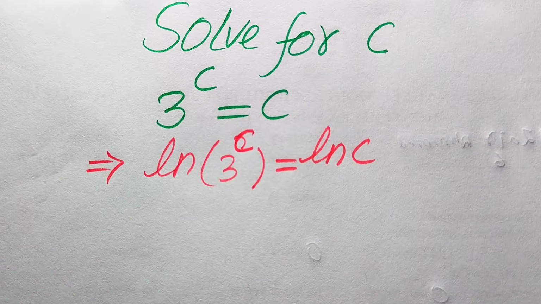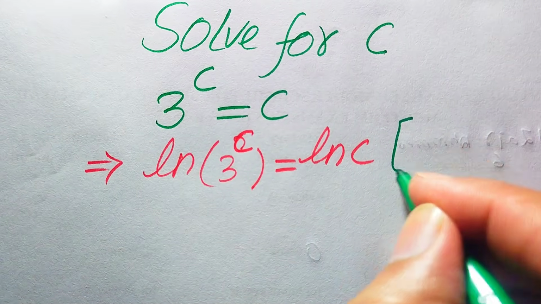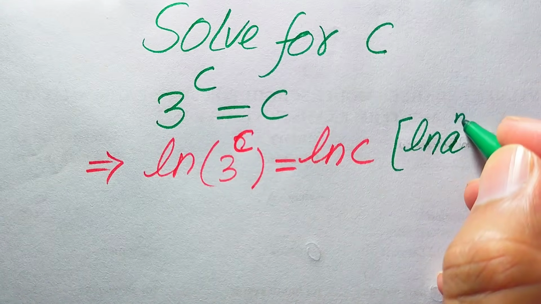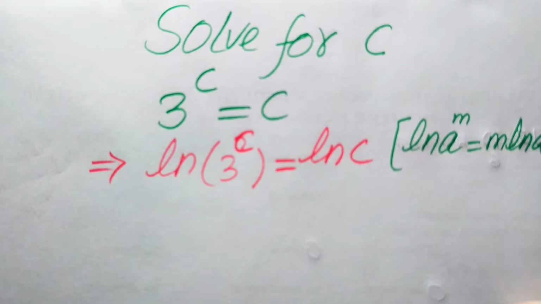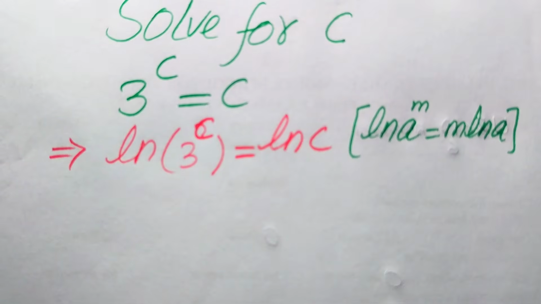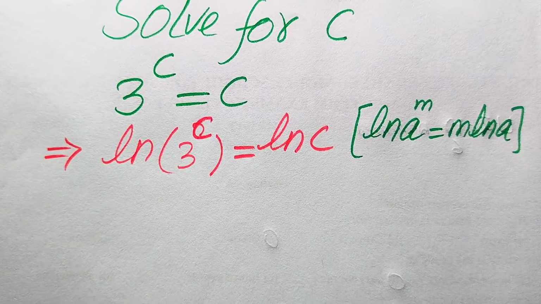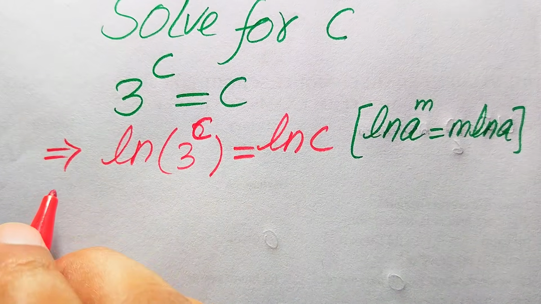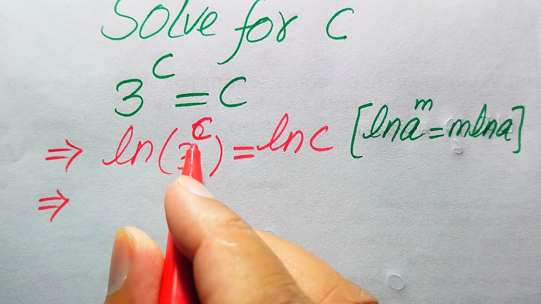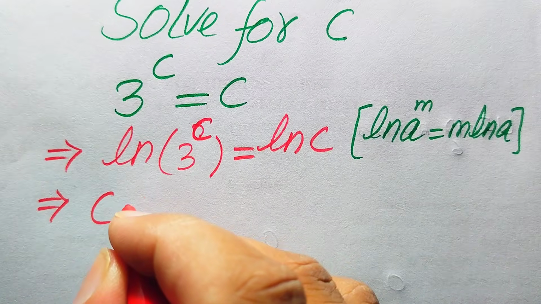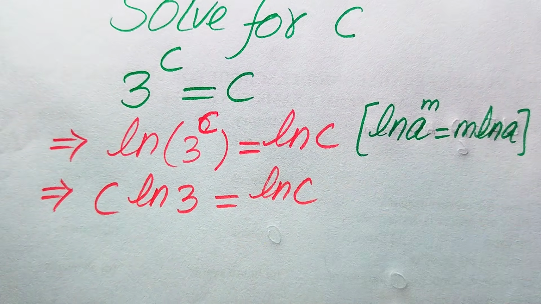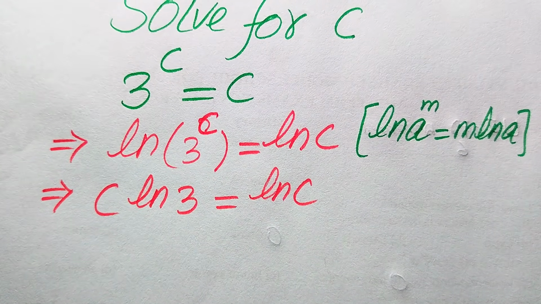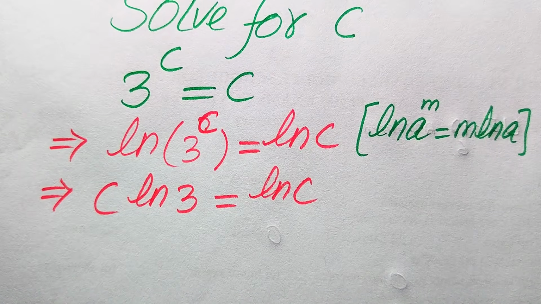Here we use the nice property of log: if we have log of a to the power of m, it equals m times log a. According to this property, we write the left hand side in this form. We move c in front of the log, and we get c times log 3 equals log of c.